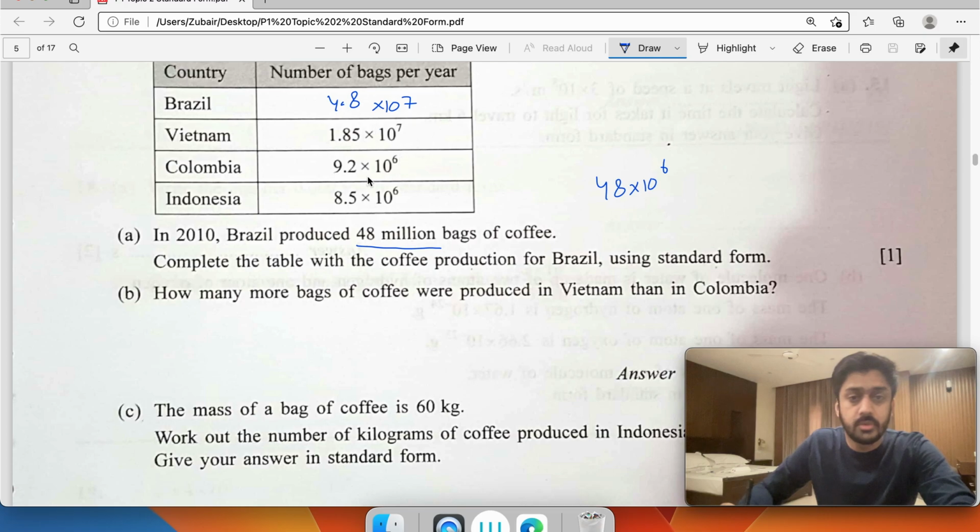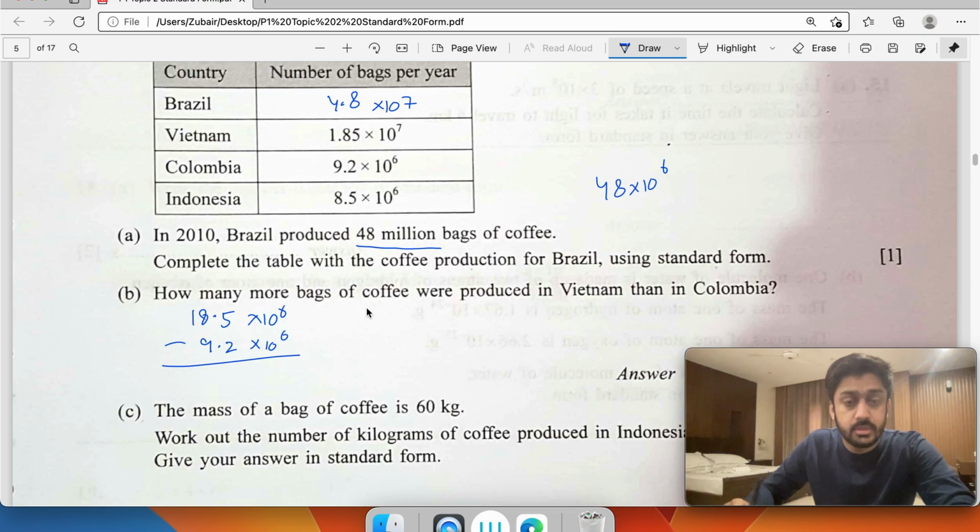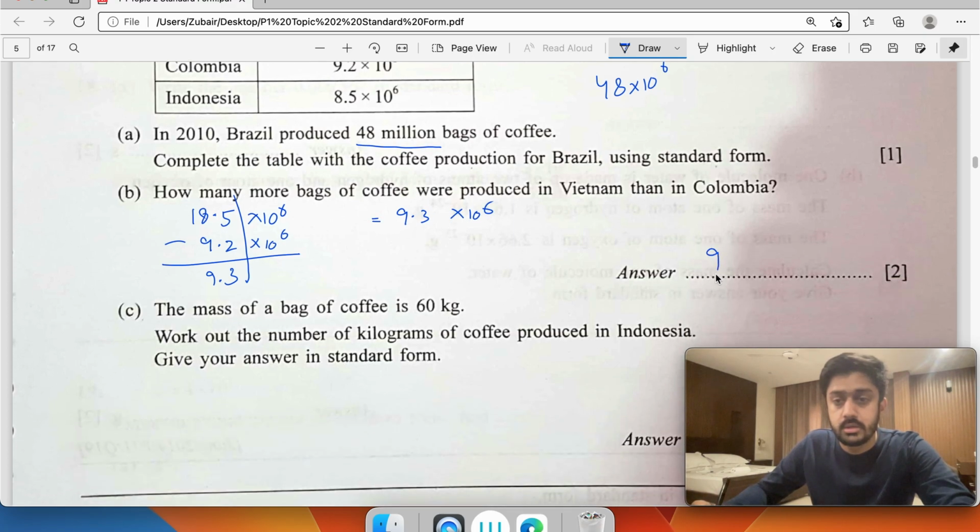How many more bags of coffee were produced in Vietnam than in Colombia? Vietnam than in Colombia, so we need to subtract this. I'm making it 18.5 times 10 raised to power 6. In Colombia is 9.2 times 10 raised to power 6. So 10 raised to power 6 stays there, and difference between these two numbers is 5 minus 2, 3, 9. 9.3 times 10 raised to power 6.